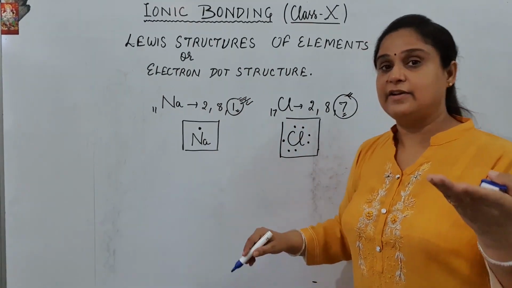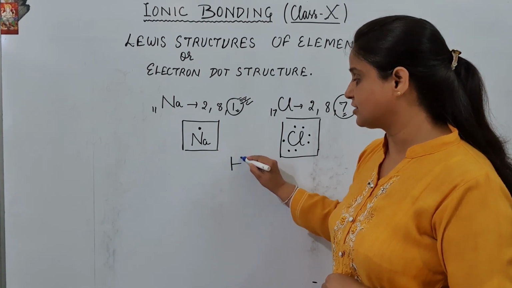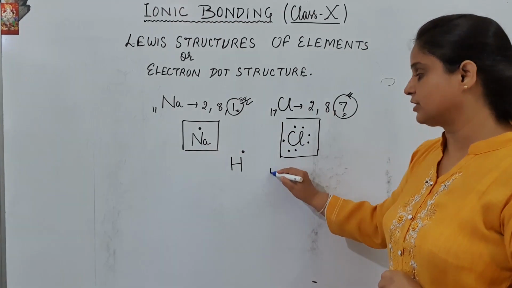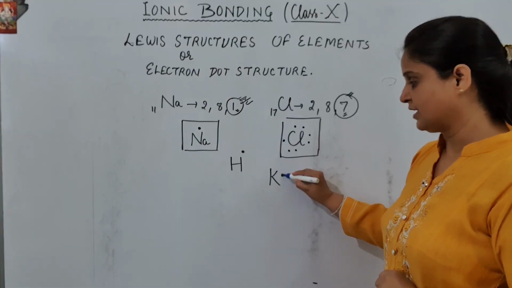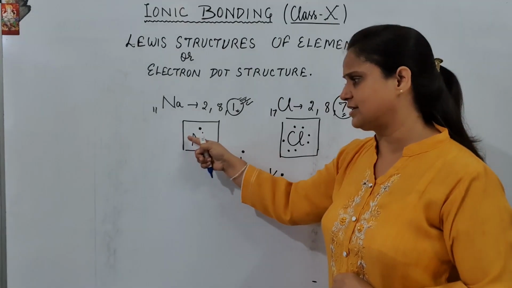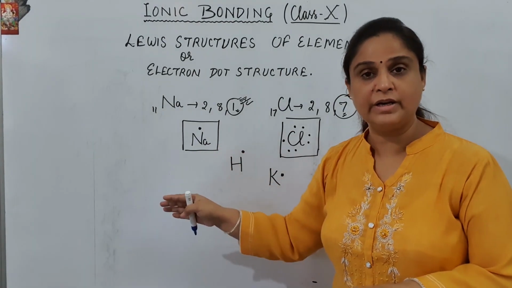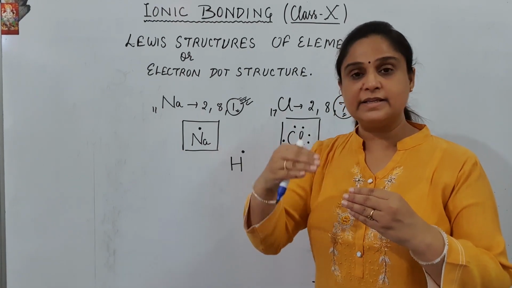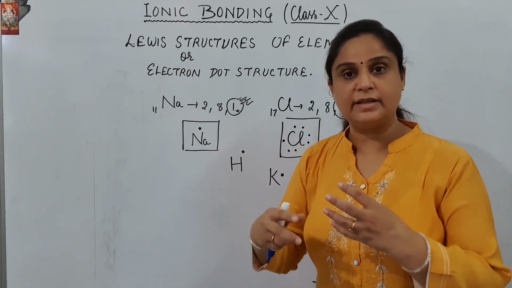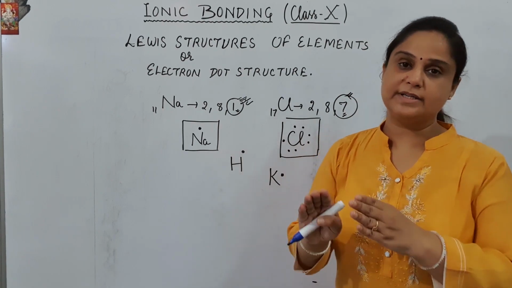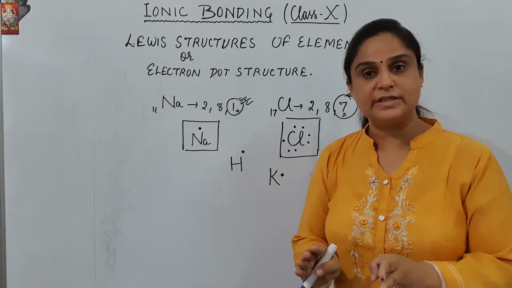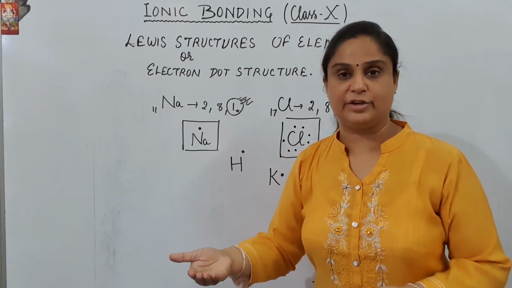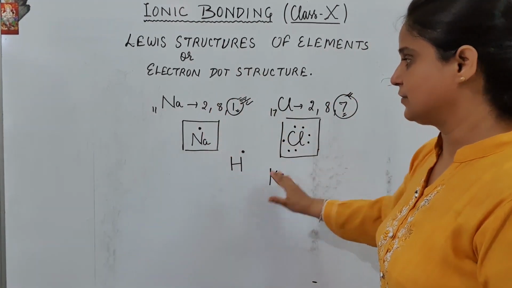In the same way, if we want to talk about the Lewis dot structure, the electron dot structure of hydrogen, this is it. If we want to draw the Lewis structure of potassium, this is it. You can write the dot either this side or this side, anywhere you want. But if there are more than 2, 3, 4 dots, we will start arranging them in a very proper manner in different directions, keeping a particular distance in between, so that it will look symmetrical and good, and it will be easy for you to understand and count the electrons present in that atom. So these are the Lewis structures.